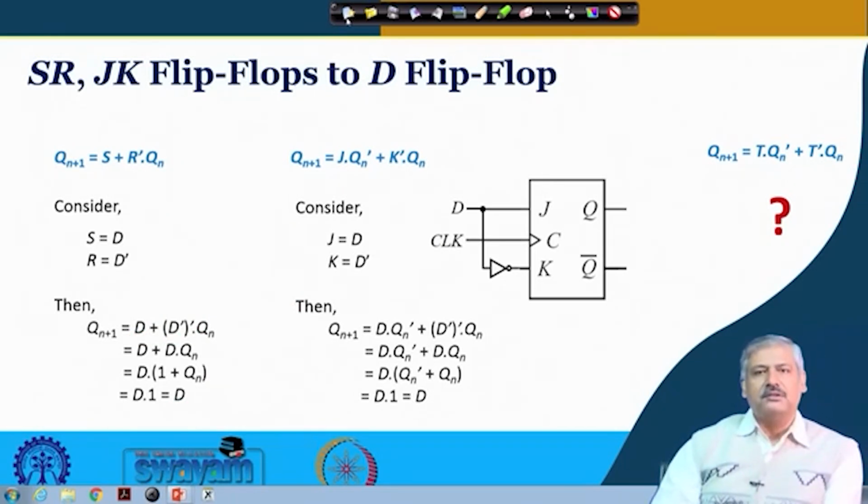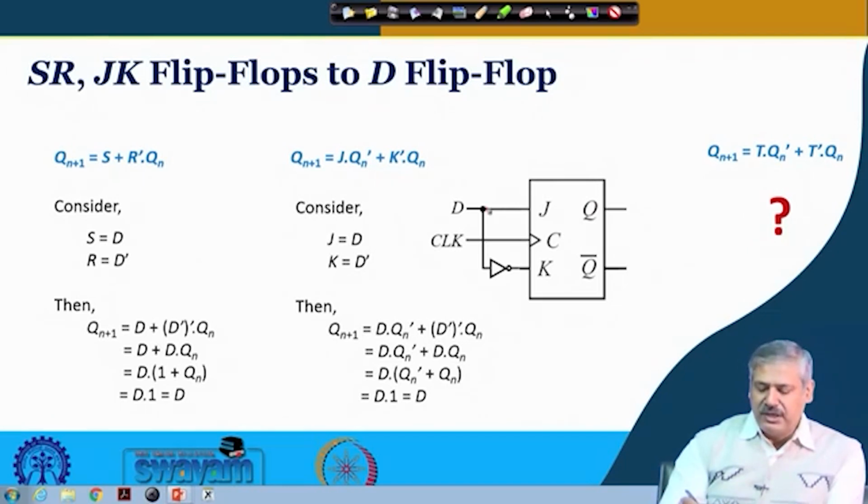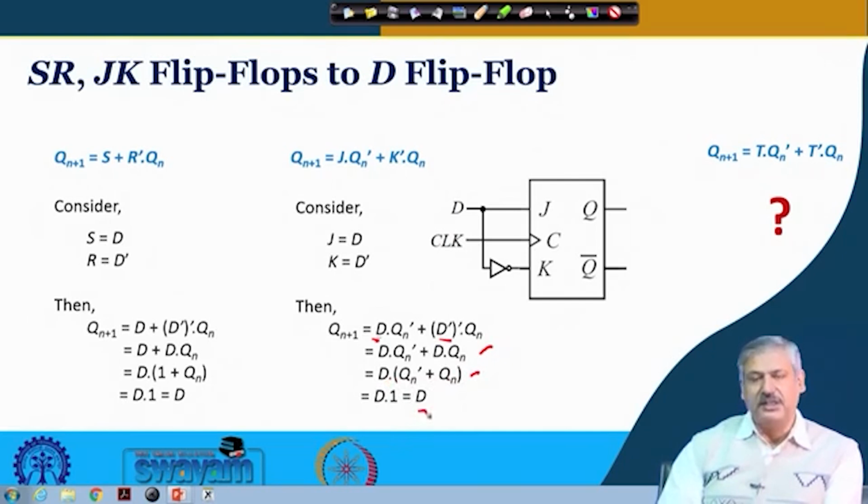Now, same thing if you follow for the JK flip flop, again you put J as D and K as D bar. So, you can see J as D and K as D bar, and then you go through the simplification steps. So, you see that it is ultimately becoming D ANDed with Qn prime or Qn, which is D only.